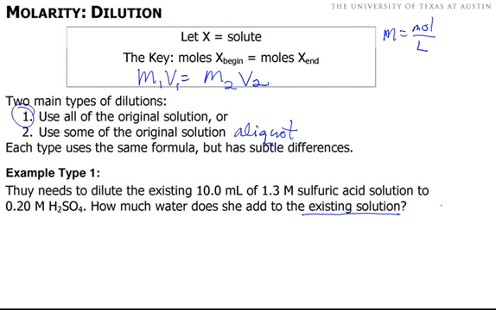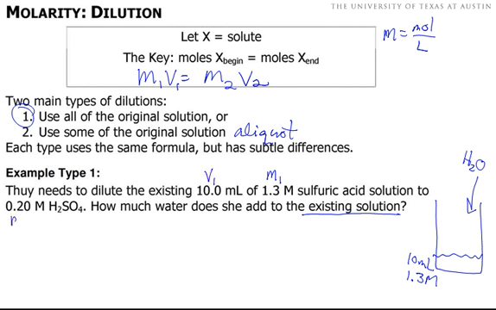So we have essentially a beaker, and we have about 10 mils, and we have 1.3 molar at this point. Now I want to know, I've got to add water to this in order to get it to 0.2 molar. Alright, so I have my M1 is 1.3, my V1 is 10 mils, and my M2 is 0.2. So for M1 V1 equals M2 V2.